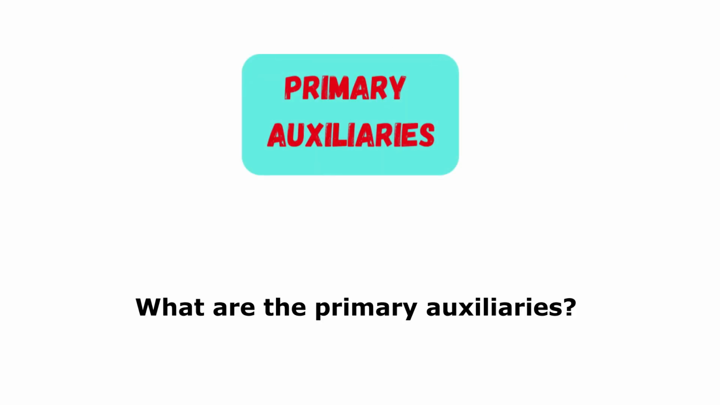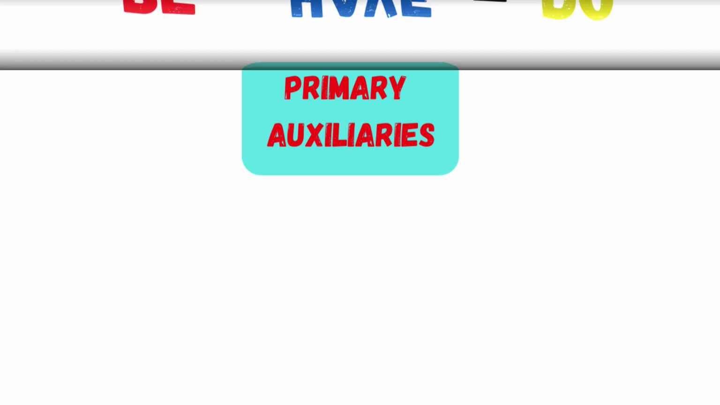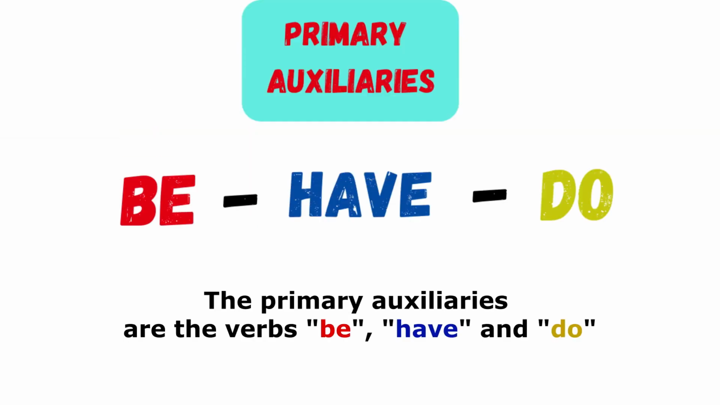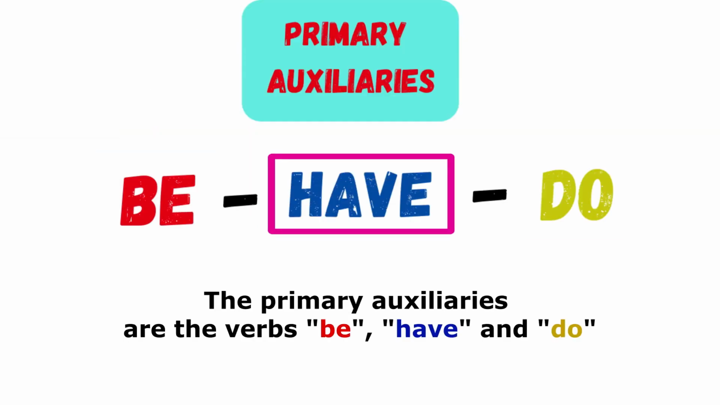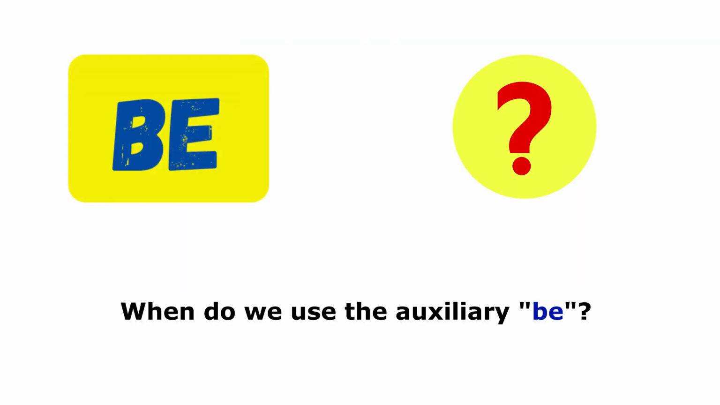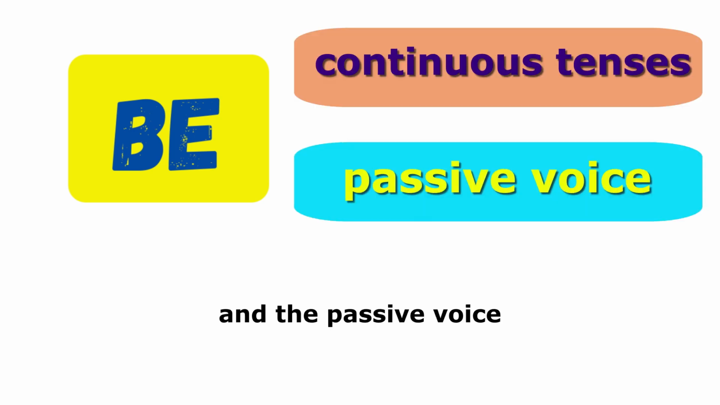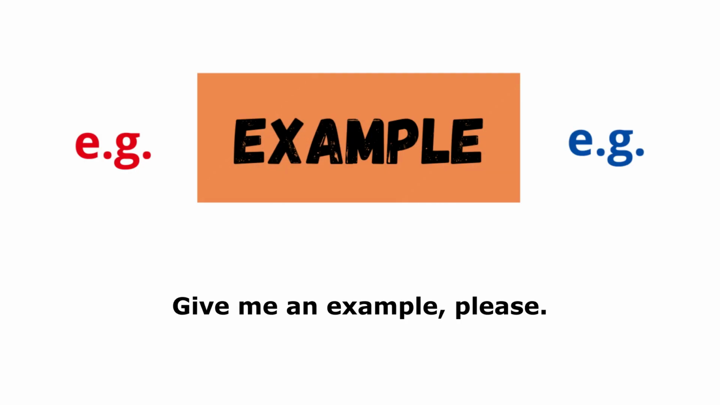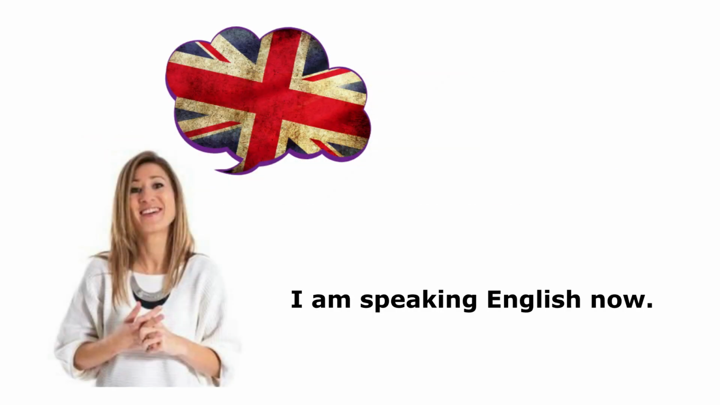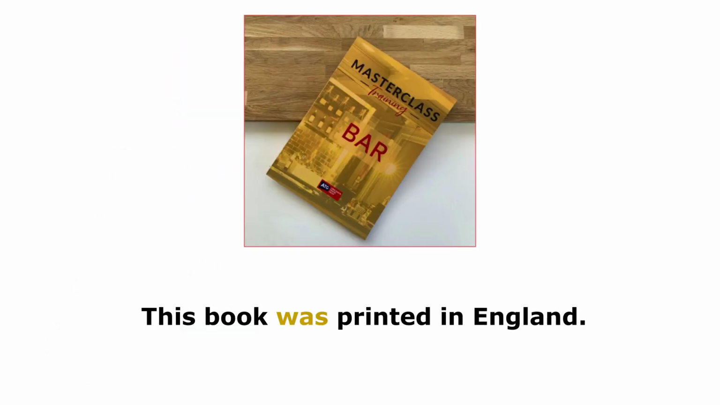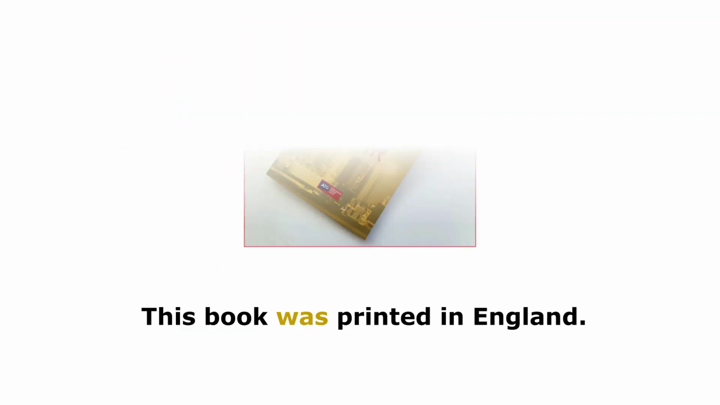What are the primary auxiliaries? The primary auxiliaries are the verbs be, have, and do. When do we use the auxiliary be? We use the auxiliary be to make the continuous tenses and the passive voice. Give me an example, please. I am speaking English now. This book was printed in England.